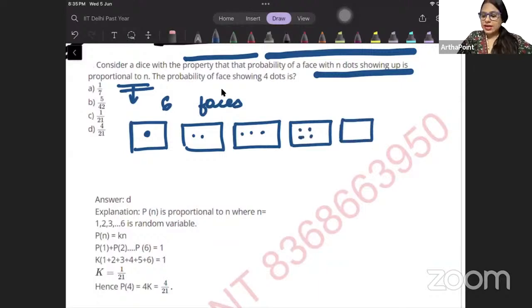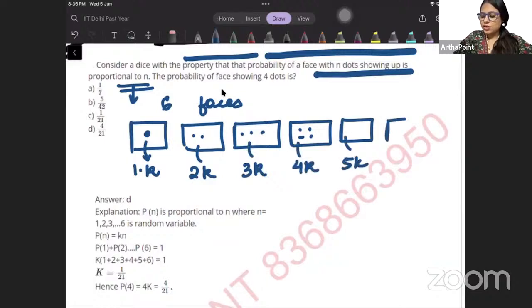So I am saying that because this is proportional to the number of dots, let this be 1 into k, the probability of the first side. Let this be 2 into k. Let this be 3 into k. Let this be 4 into k. Let this be 5 into k. And let this be 6 into k.